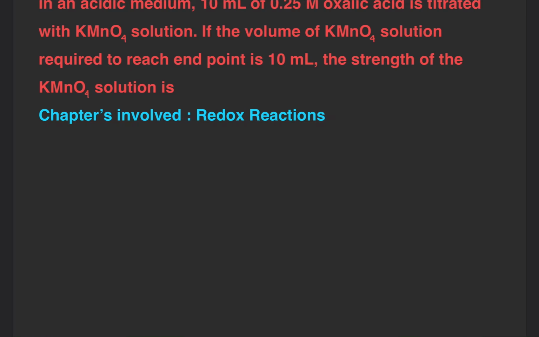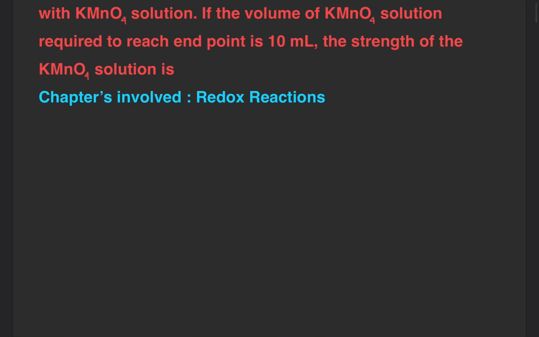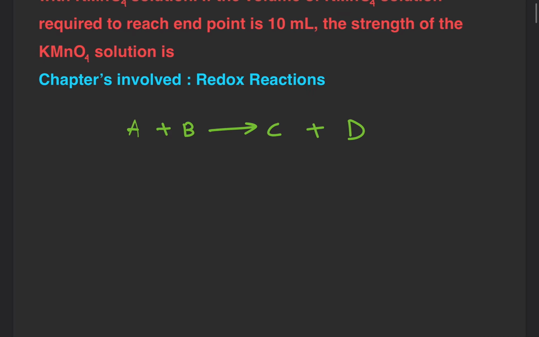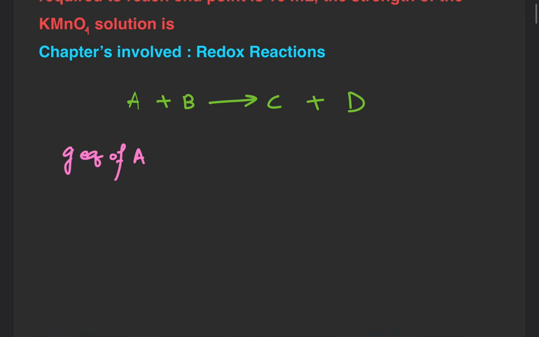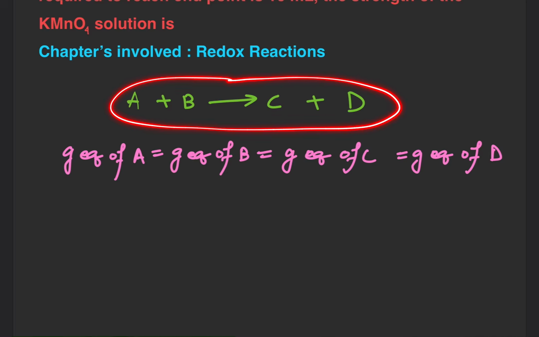According to the law of chemical equivalence, the gram equivalent of each of the reactants is equal to the gram equivalent of each of the products. For a reaction, let's say that it is not balanced, A + B gives C + D, I can write gram equivalents of A equal to gram equivalents of B, equal to gram equivalents of C, equal to gram equivalents of D. This is very helpful because we don't need the balanced equation to apply the law of chemical equivalence.